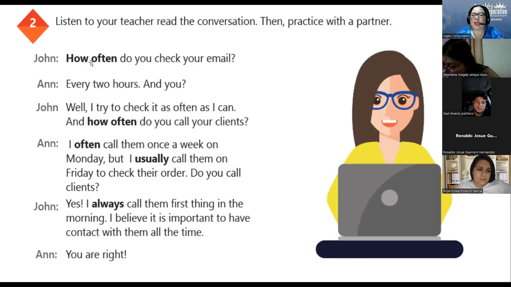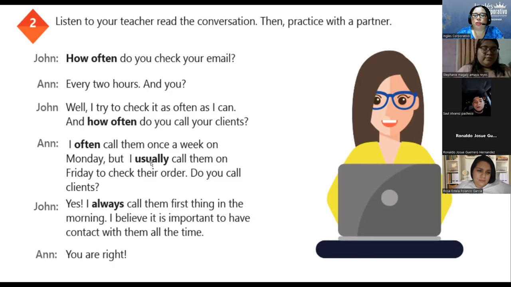How often, everybody? How often? Ajá. En este caso, en el inglés americano no decimos la letra T. En inglés británico sí van a escuchar que dicen how often, all right? Pero la pronunciación de nuestro lado, de este continente americano, ¿verdad? Entonces vamos a usar how often, solo con la F. How often.